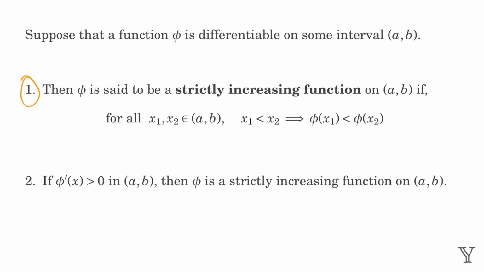A function is said to be strictly increasing if x1 less than x2 implies phi of x1 less than phi of x2. The important thing to notice here is that the signs of inequality are matched on both sides of the implication. So the very same relationship can also be written as x1 greater than x2 implies phi of x1 greater than phi of x2. Of course, in case of a decreasing function, the signs of inequality would have been flipped.